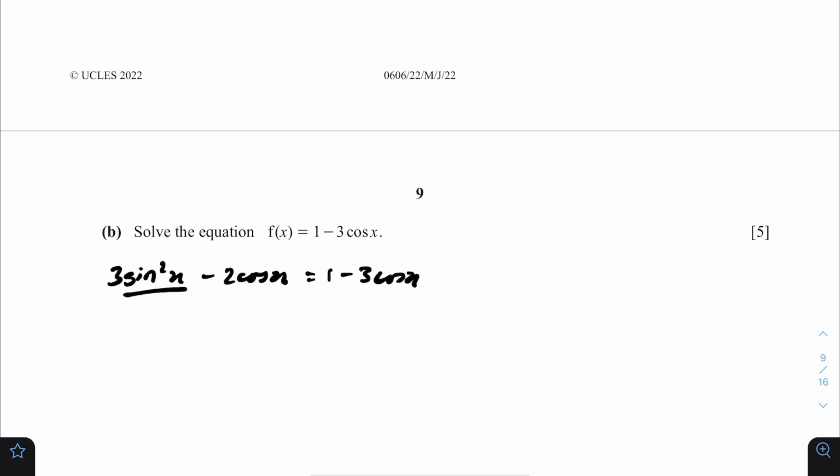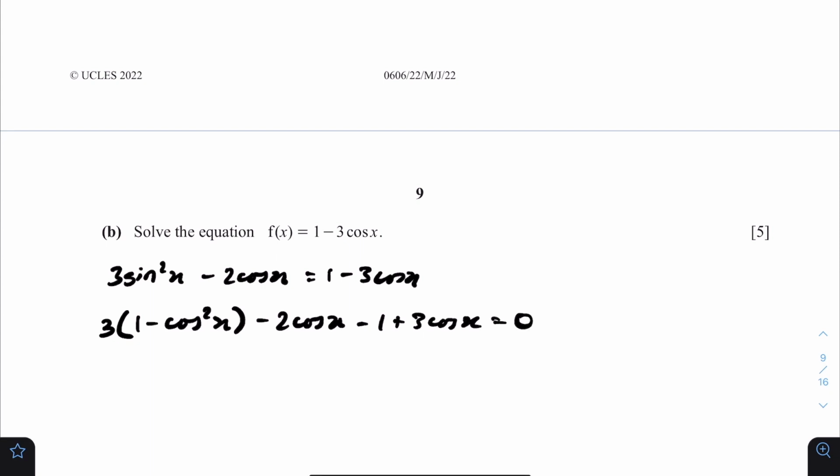We can change the sine squared x to cos squared x in order to make sure that there's only one trig function there. So sine squared x is equal to 1 minus cos squared x. So let's do that. Minus 2 cos x. Bring these to the one side. Minus 1 plus 3 cos x equals 0. We're just trying to get it into a quadratic form.